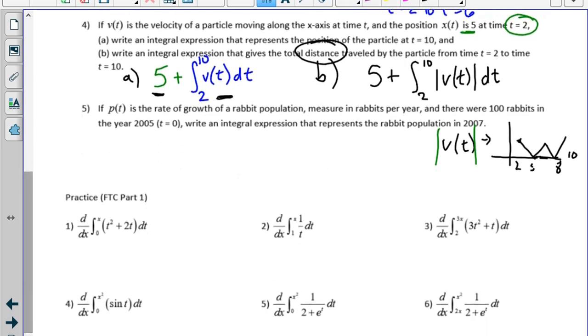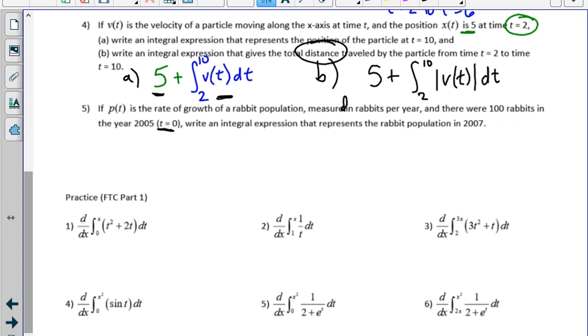Number 5, if p of t is the rate of growth of the rabbit population, measured in rabbits per year, and there were 100 rabbits in the year 2005. Write an integral expression that represents the rabbit population in 2007.